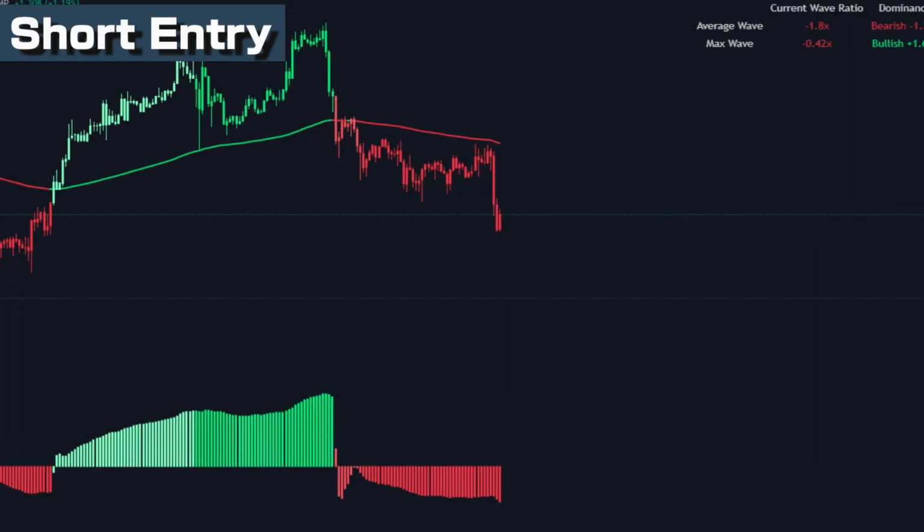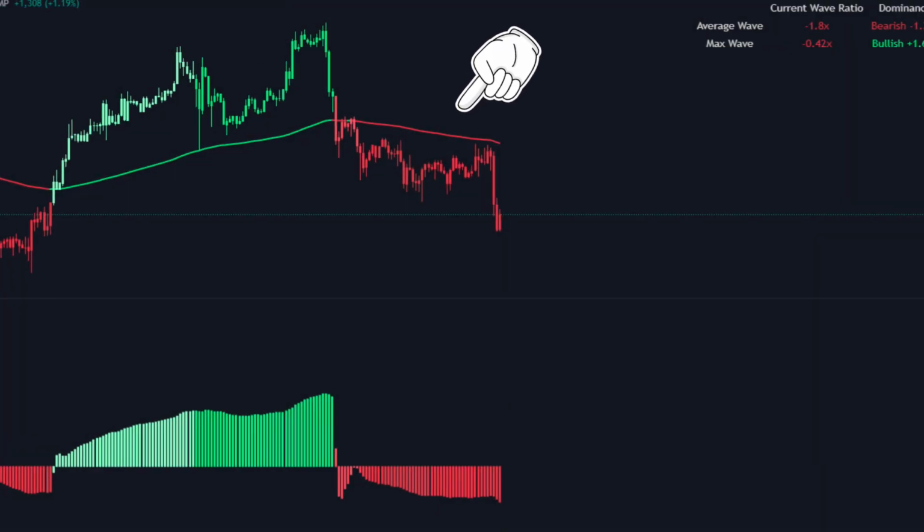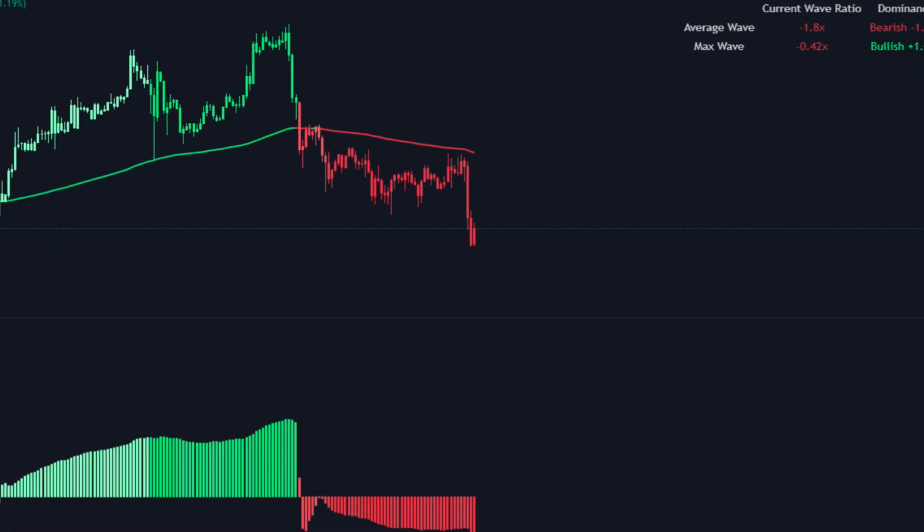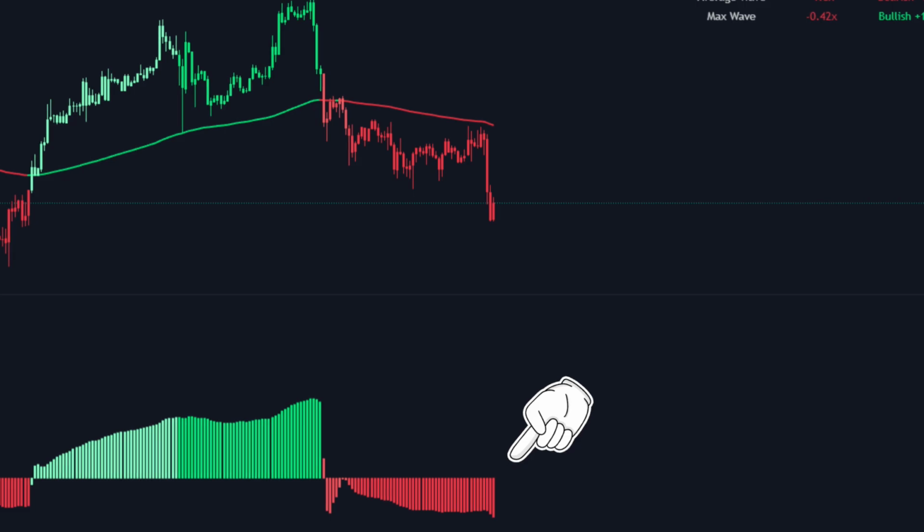Short entry. The trend line turns red. The candlesticks are positioned below the trend line. The price pulls back to the trend line once. Confirm a bearish candlestick bounce at the pullback. The speed histogram turns red.